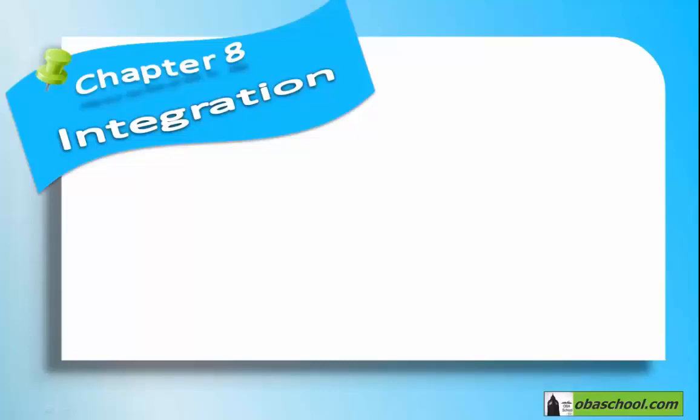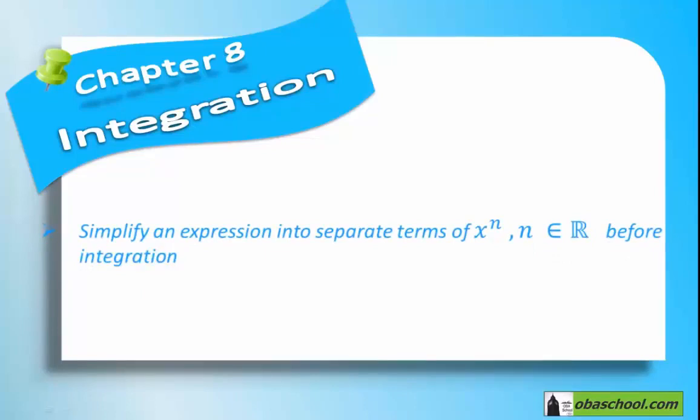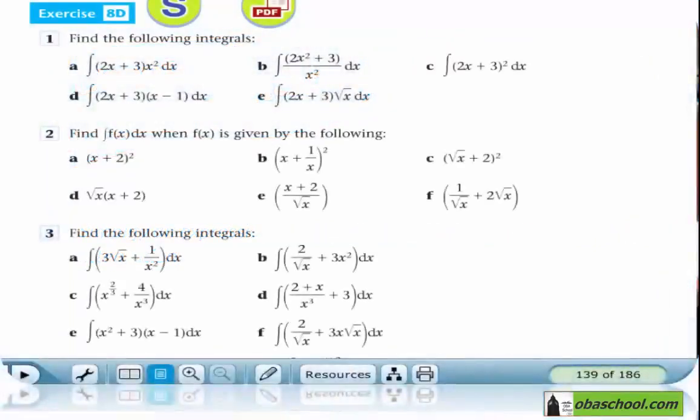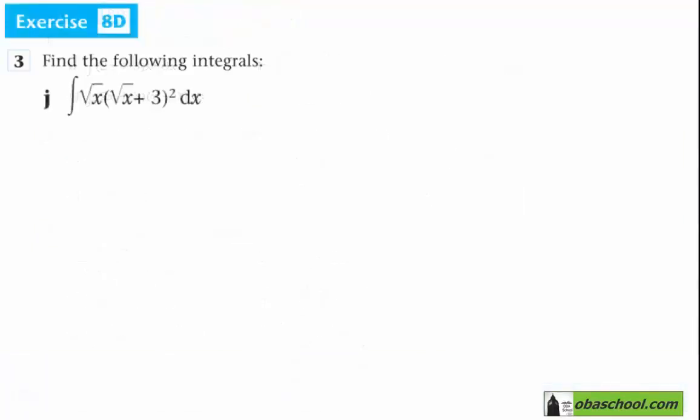In this tutorial, we are going to continue with another application in order to simplify an expression into separate terms of x power n, where n is a real number. For this purpose, we are going now to exercises 8D, exercise number 3, part J. Find the following integrals. We have in part J the square root of x multiplied by the square root of x plus 3 all squared, with respect to dx.